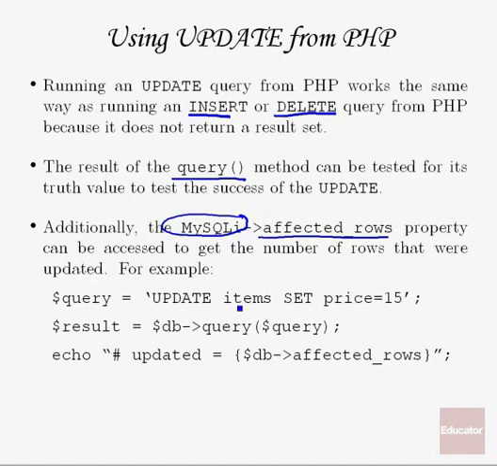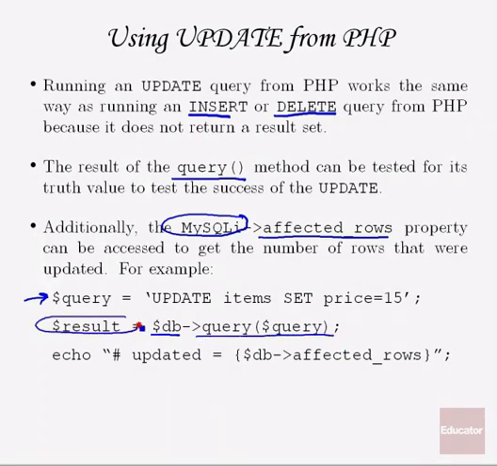So assuming we already have a connection to our database as the DB variable, it's a MySQLi object, already connected to our advanced PHP database. If we have this query here, update items, set price equal to 15, there's no where clause on this query, so this is going to update all of the rows in our items table. It's basically going to set the price of every item in the table to 15. We're going to run the query.